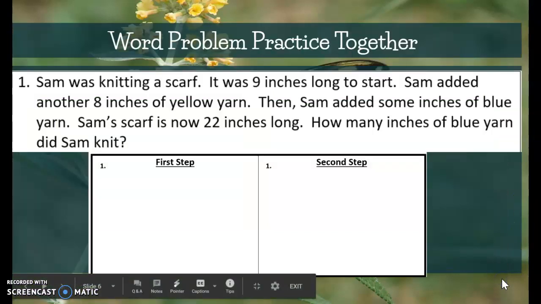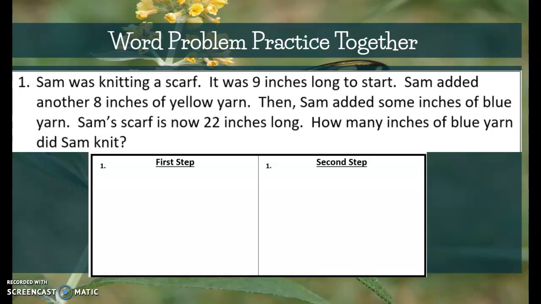Here's another word problem. Let's practice this one together. Sam was knitting a scarf. It was 9 inches long to start. Sam added another 8 inches of yellow yarn. Then Sam added some inches of blue yarn. Sam's scarf is now 22 inches long. How many inches of blue yarn did Sam knit? So I think we're going to have to do 2 steps again to solve it.